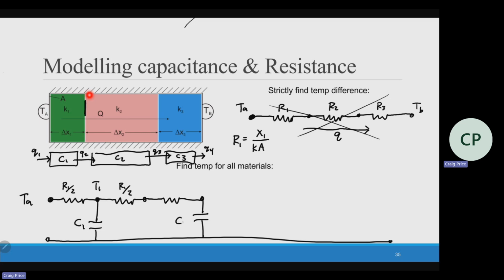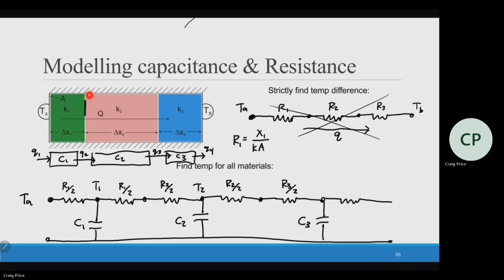So now I'm looking at material 2. I want to find temperature 2, so we're going to take its resistance over 2. And then we get to our third material. It's also going to store some energy, and we want to find that nice average temperature. So this is a nice way to look at it and make sure that we're not forgetting materials do store energy.